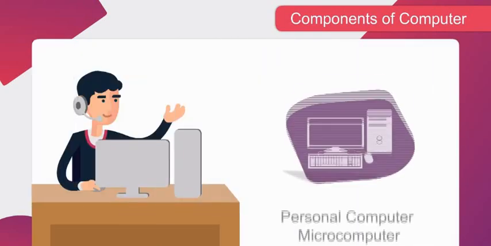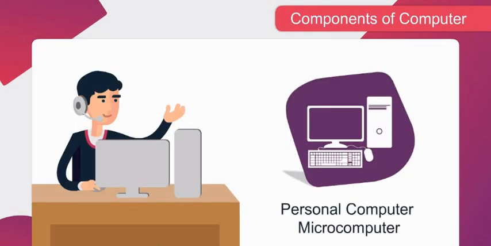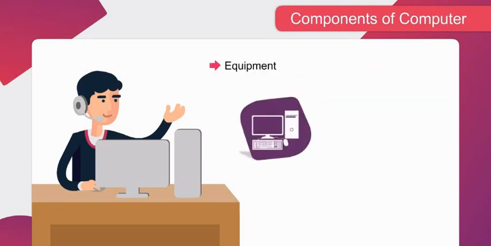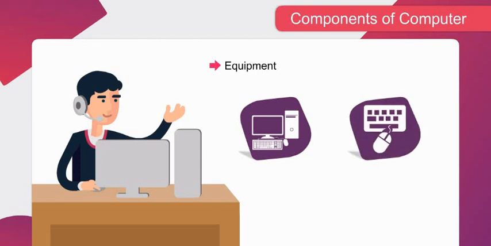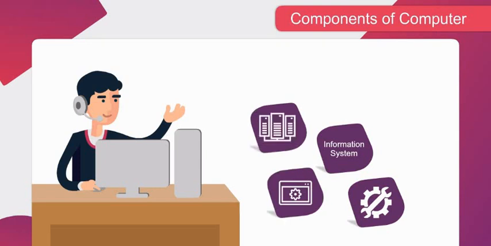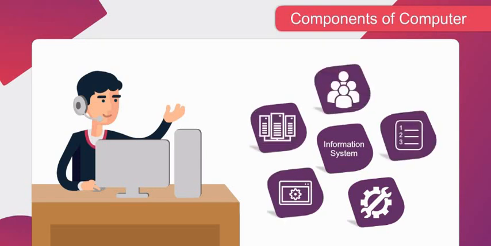When we think of a personal computer or microcomputer, we tend to think of the equipment itself, that is the monitor or keyboard. We need to understand that there is more to a microcomputer than that. It is a part of a bigger unit called an information system. A complete information system is made up of five parts: hardware, software, data, users, and procedures.